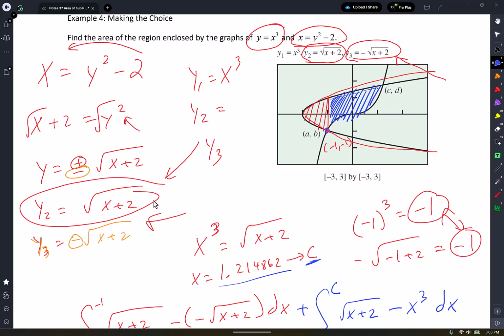And then once I pass -1, the portion in blue is the square root of x plus 2 minus x cubed. That's for the blue one. But for the red one, it's the top minus the bottom. This bottom part is the negative square root. Do you know what I'm trying to say? You're just trying to get that portion, right? Yeah. That's the bottom curve, the negative square root of x plus 2.